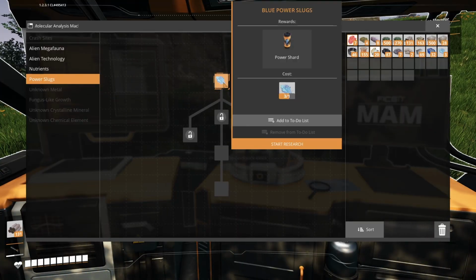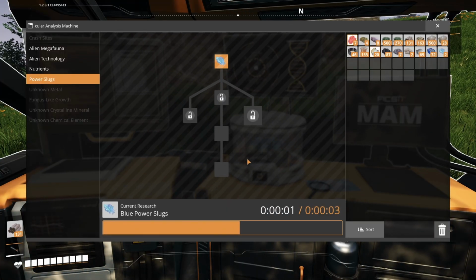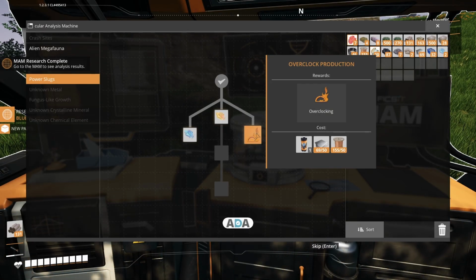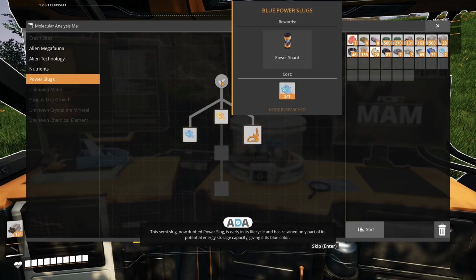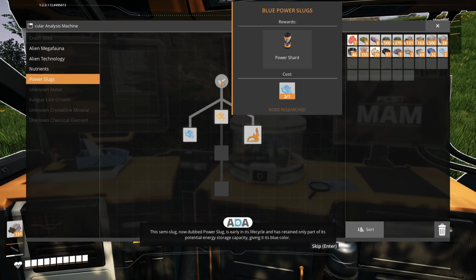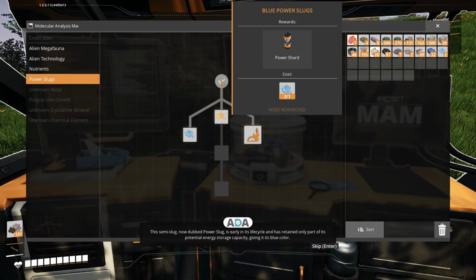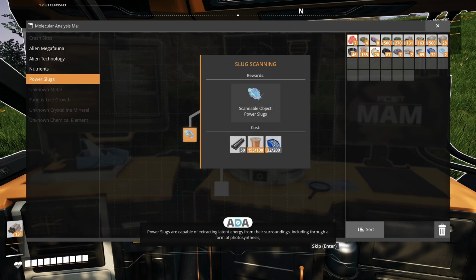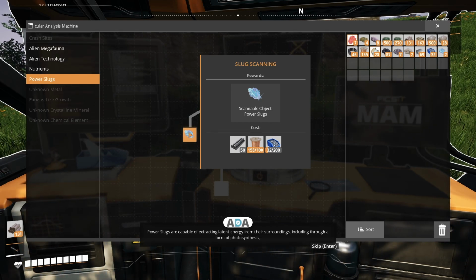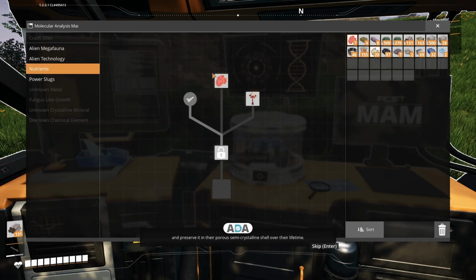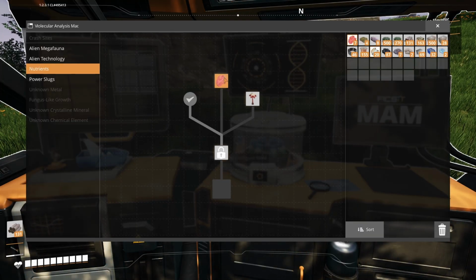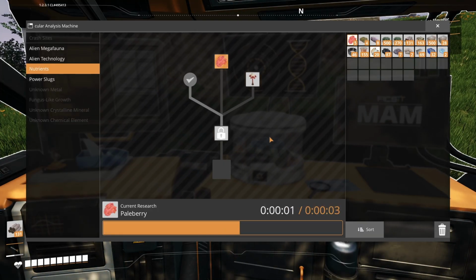Power slugs. Start research. This semi-slug, now dubbed power slug, is early in its life cycle and has retained only part of its potential energy storage capacity, giving it its blue color. Power slugs are capable of extracting latent energy from their surroundings, including through a form of photosynthesis, and preserve it in their porous semi-crystalline shell over their lifetime. This explains why they rarely move after having found a suitable location.